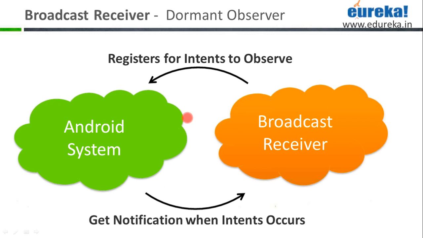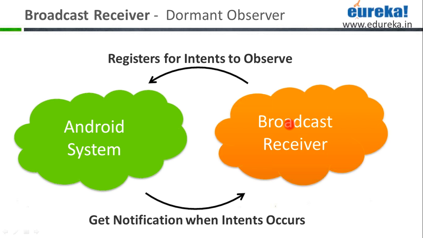So let me quickly tell you an example of a broadcast receiver. Here I have an Android system. This is the application that I have, and I have a broadcast receiver here. A broadcast receiver has to register for the intents to observe, as you can see by this arrow. And as soon as the particular event occurs, the broadcast receiver gets a notification that this event has occurred and you have to receive this event.